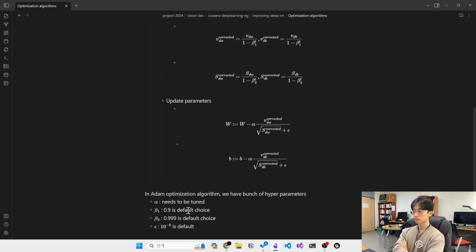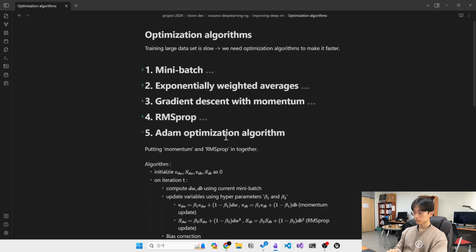So where does the term Adam come from? Adam stands for adaptive moment estimation. So beta 1 is computing the mean of the derivatives. This is called the first moment, and beta 2 is used to compute exponentially weighted average of the squares, and that's called the second moment. So that gives rise to the name adaptive moment estimation, but everyone just calls it the Adam optimization algorithm.